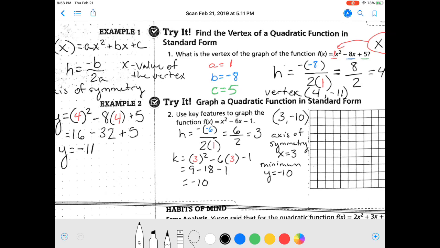There's one more value that I can find by looking at my function, and that is the y-intercept. And that value comes in handy when we're graphing as well. The y-intercept is always the c value of the function in standard form. So my y-intercept is going to be at the point where x equals 0 and y equals the c value, which again is negative 1.